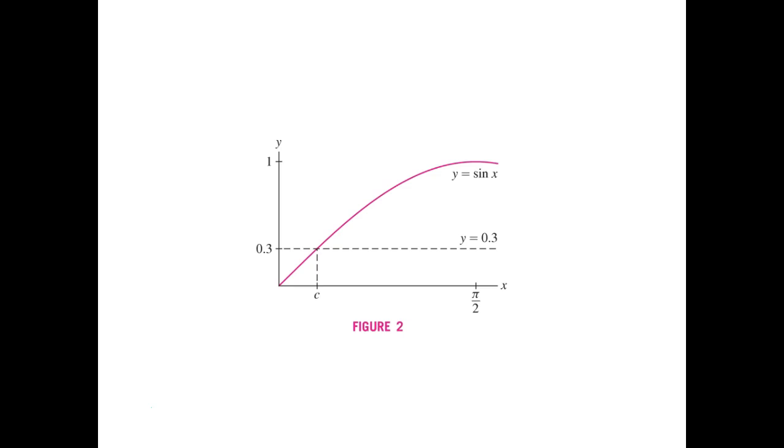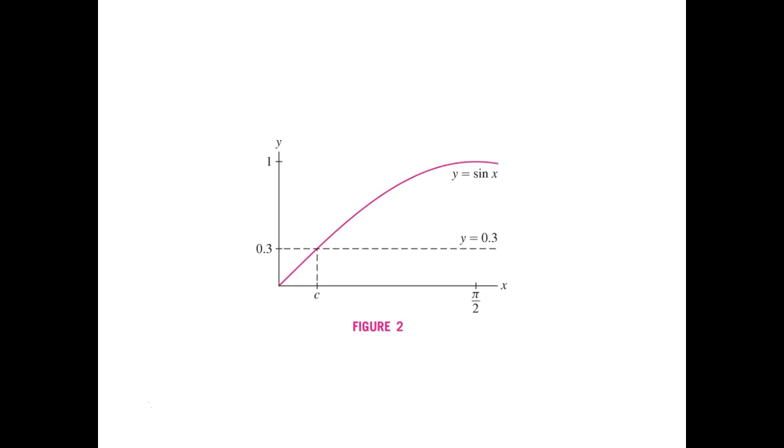If f is a continuous function on some closed interval a to b, then for every value m in between f of a and f of b, there exists at least one value c in the open interval a to b such that f of c is equal to m. Okay?